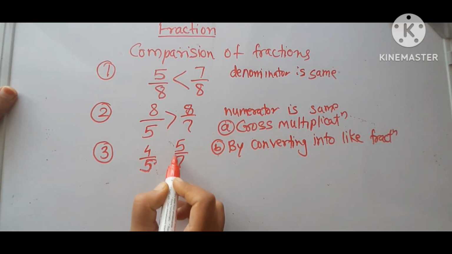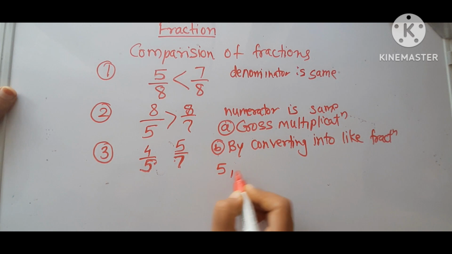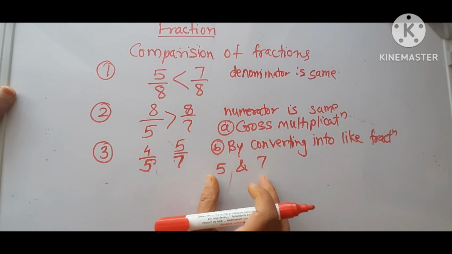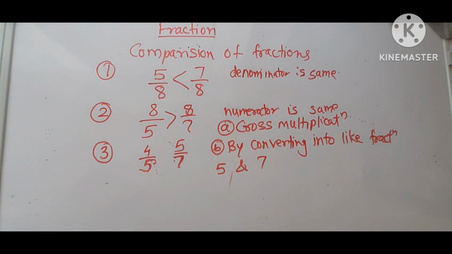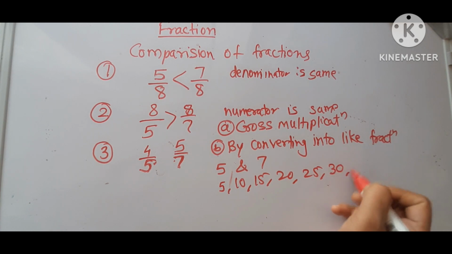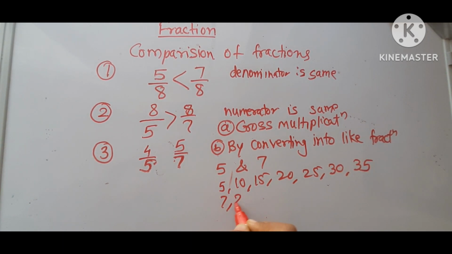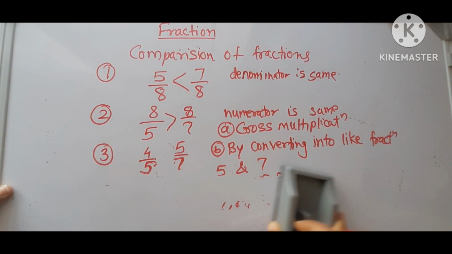How can we convert them into like fractions? In the denominator we have the numbers 5 and 7. How can I convert 5 and 7 into like fractions? We have to find the LCM of 5 and 7. LCM is the least common multiple. The multiples of 5 are 5, 10, 15, 20, 25, 30, 35, and the multiples of 7 are 7, 14, 21, 28, 35. Which is the least common multiple? 35. The LCM of 7 and 5 is 35.